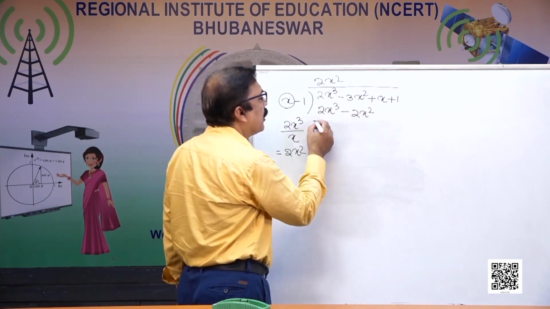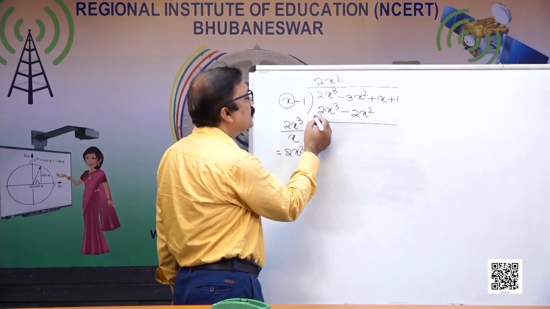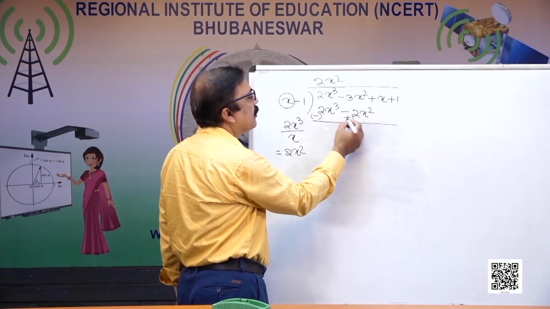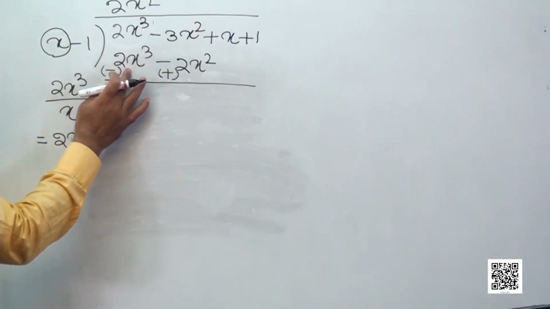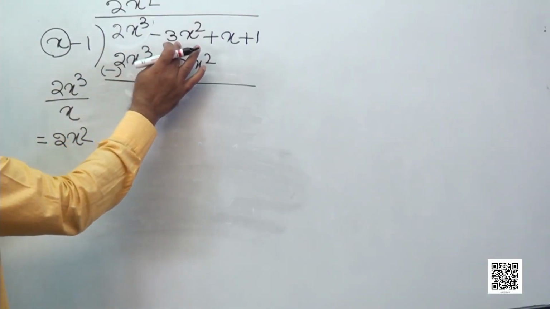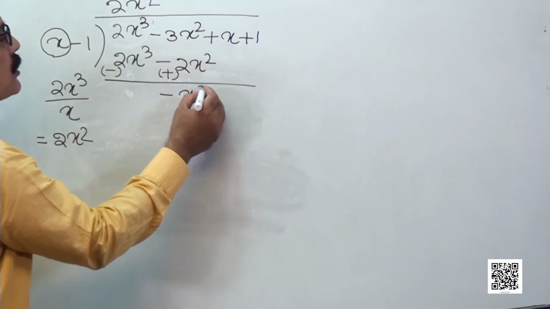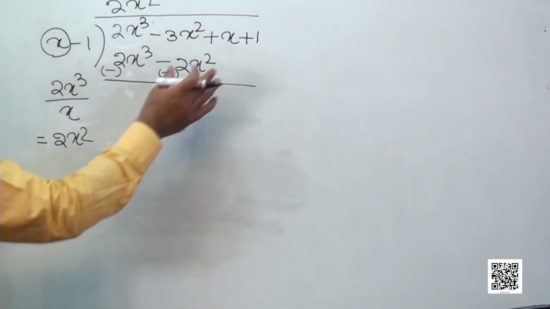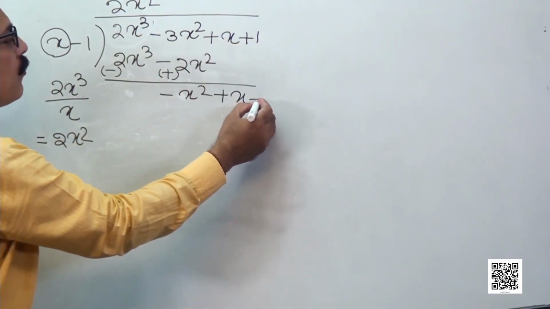Now we have to subtract. To subtract, change the sign. Now 2x cube minus 2x cube is 0, minus 3x square plus 2x square gives minus x square. What remains in the dividend? We have x plus 1.